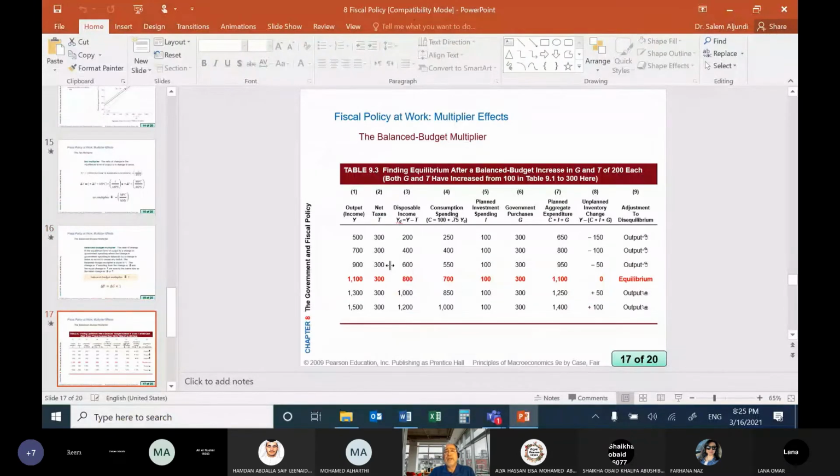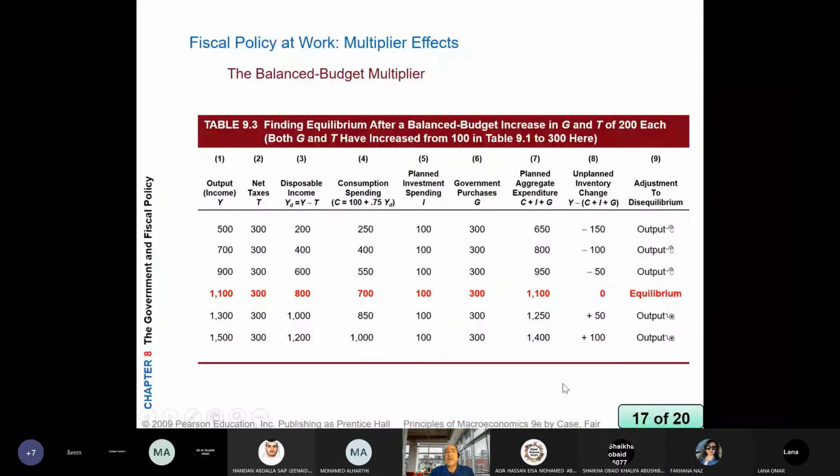So here, if net taxes increased by 200 from 100 to 300, and government purchases increased from 100 to 300, so there is an increase in taxes and government expenditure by the same amount, the equilibrium level of output will increase also by 200, from 900 to 1100. Why? Because there is an increase in government expenditure by 200 and the balanced budget multiplier is equal to 1. So 200 times 1, this is the increase in equilibrium level of aggregate output.